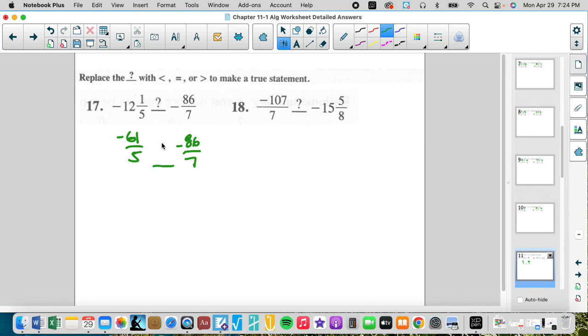And let's do this. That's going to be 30, and that's 43 negative, and that's 7, and that's 42 negative. So that's going to be greater than. We're going to change this. Negative 107 over 7. That's 40, that's 120, 125. Negative 125 over 8.